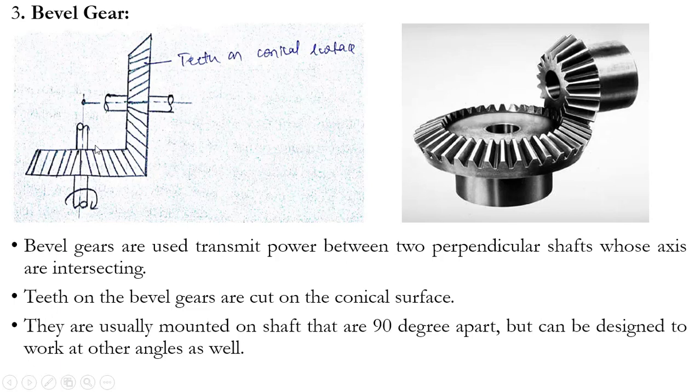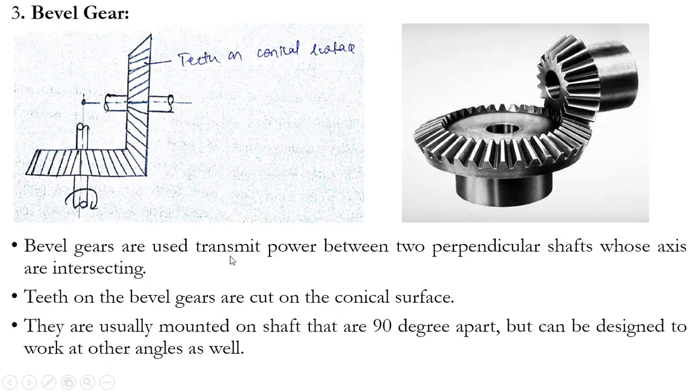Yes, this is a diagram used for the bevel gear, and the image is taken from the internet. So, teeth on conical surface. Here this surface should actually be a conical surface. Here you can see that this should be a conical surface. Here also this surface is a conical surface.